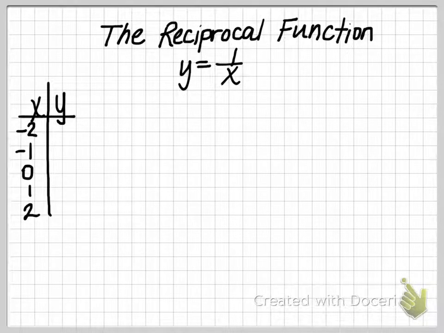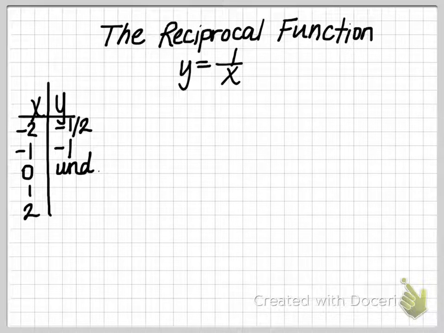So substituting in -2 will give us -1/2 for our y value. Substituting in -1 will give us -1. But we do have a problem here when we substitute in 0. 1 divided by 0 is undefined. So that tells us that we have a domain restriction. 0 is not in this function's domain.